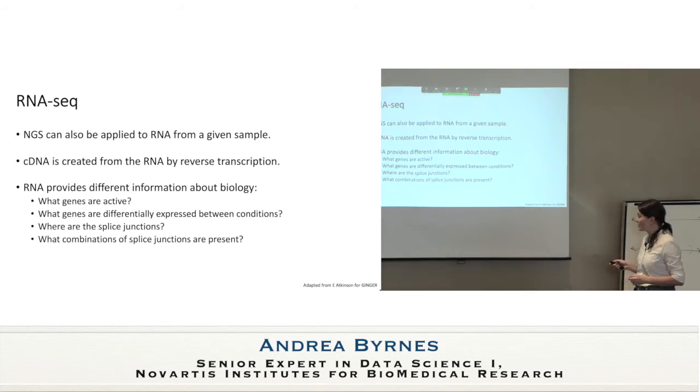And we first start by making cDNA from the RNA by reverse transcription. So this is something that retroviruses do, but humans don't do internally naturally, that we take RNA and we turn it back into DNA. It's sort of like decoding the message. We do this because the cDNA is much more stable. So the RNA can provide us different information about the biology, specifically which genes are active, what's differentially expressed between conditions, where are the splice junctions, and what combinations of splice junctions are present. As you can tell, I'm a little bit splice junction biased.